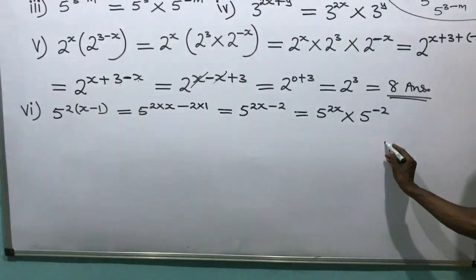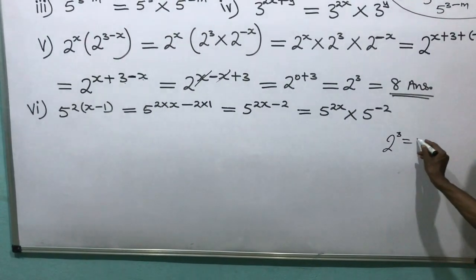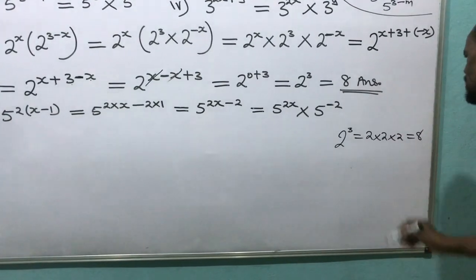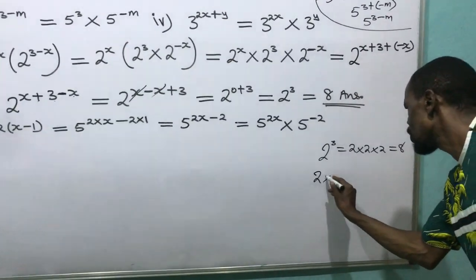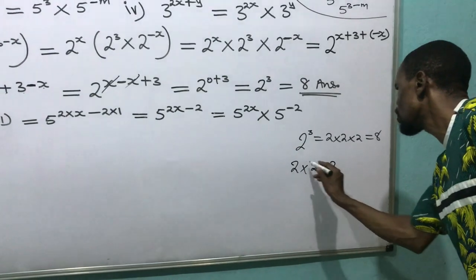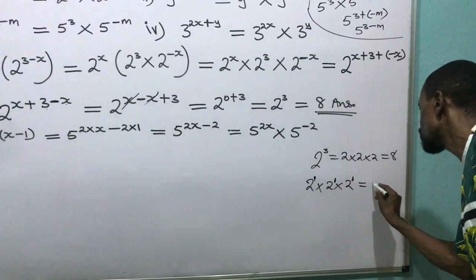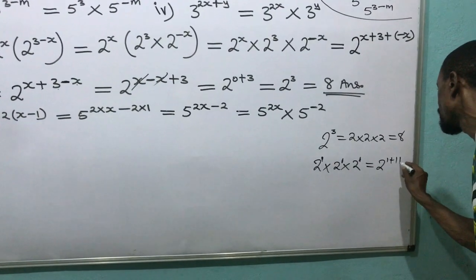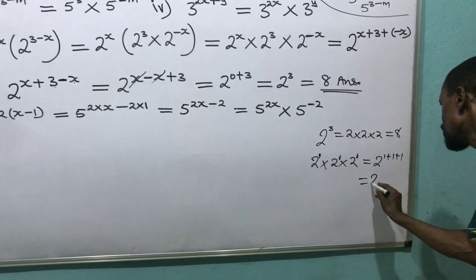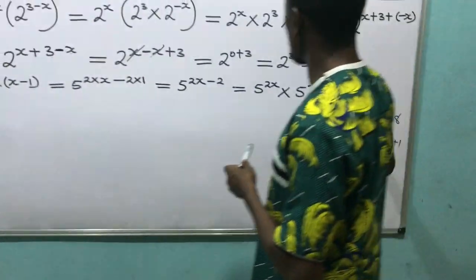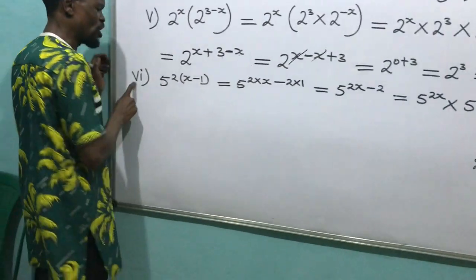How did I get it? 2 raised to the power 3 simply means 2 times 2 times 2, and that gives me 8. This 2 is 2 raised to the power 1. 2 raised to the power 1 plus 1 plus 1, and that gives me 2 raised to the power 3. Have you seen it? That gives me 8, and that 8 becomes my answer.